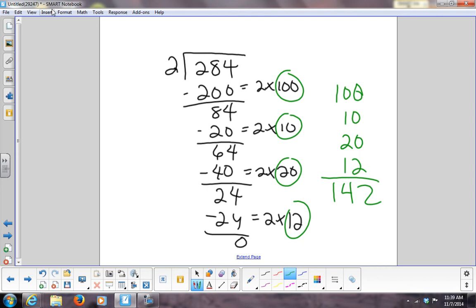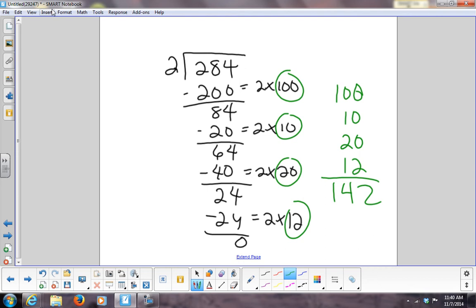Get to 0. So it doesn't matter. We could have gone 2 times 10 and minus 20 all the way till we got to 0. But you don't necessarily want to do that. You want to do it as quickly as possible, right? You don't want to waste your own time. So the way we do this, we need to multiply a number times the other number and see if it's lower than what we're dividing.